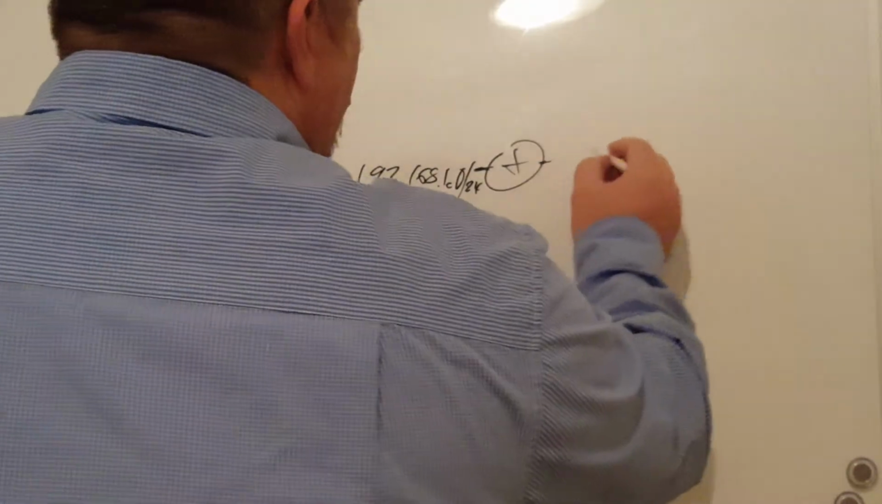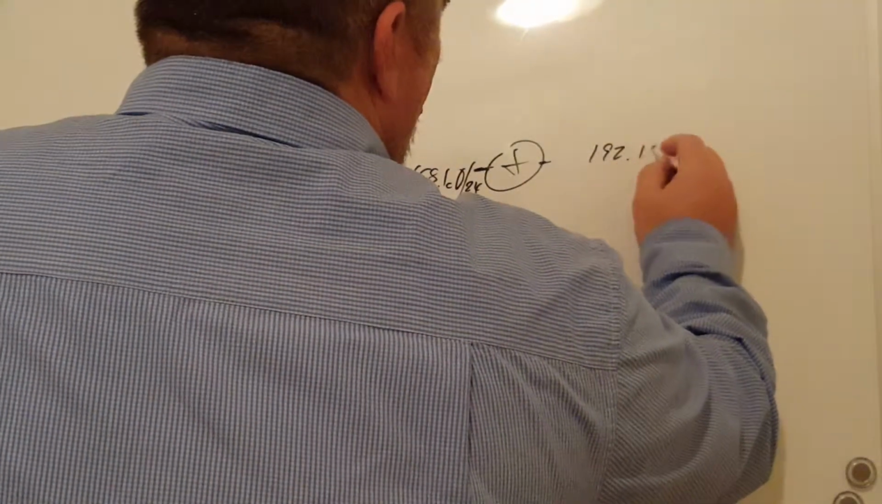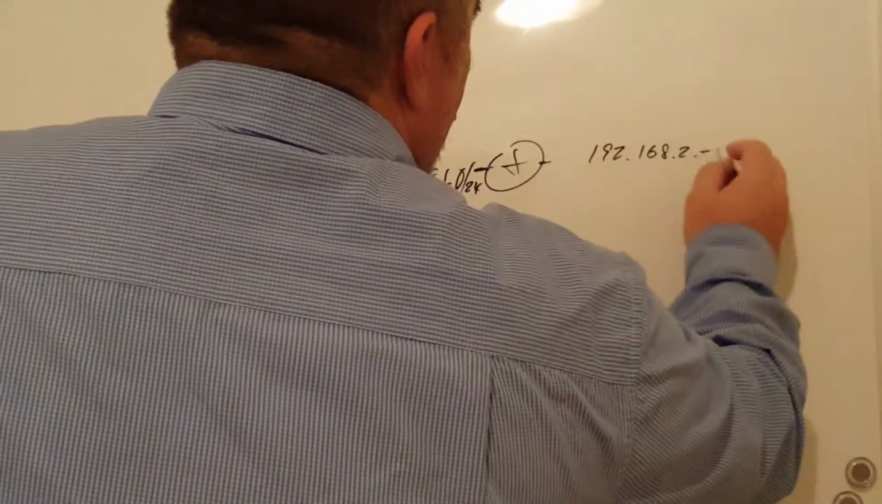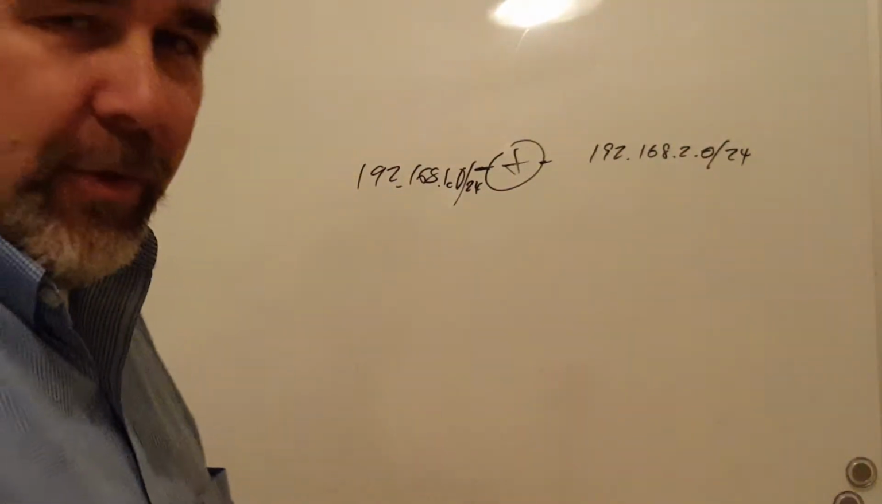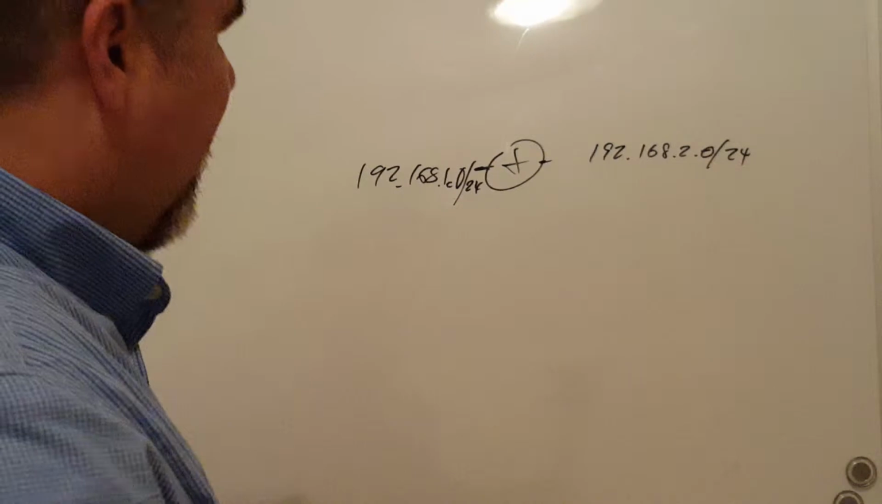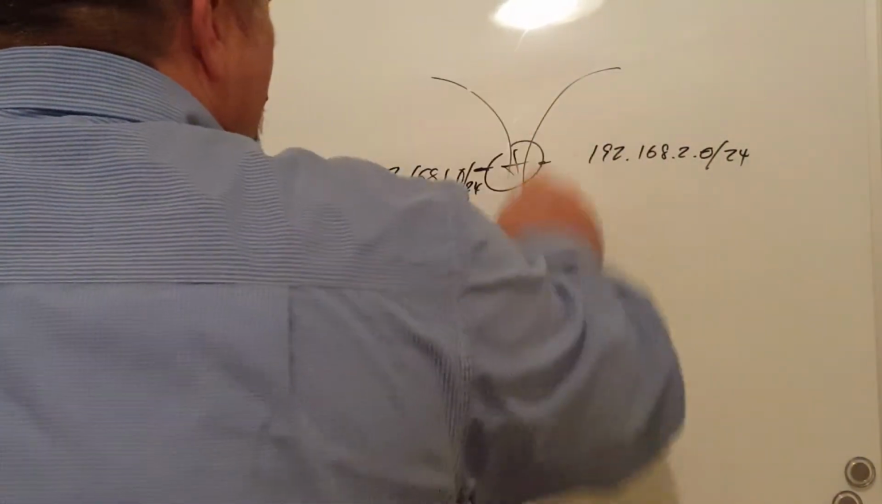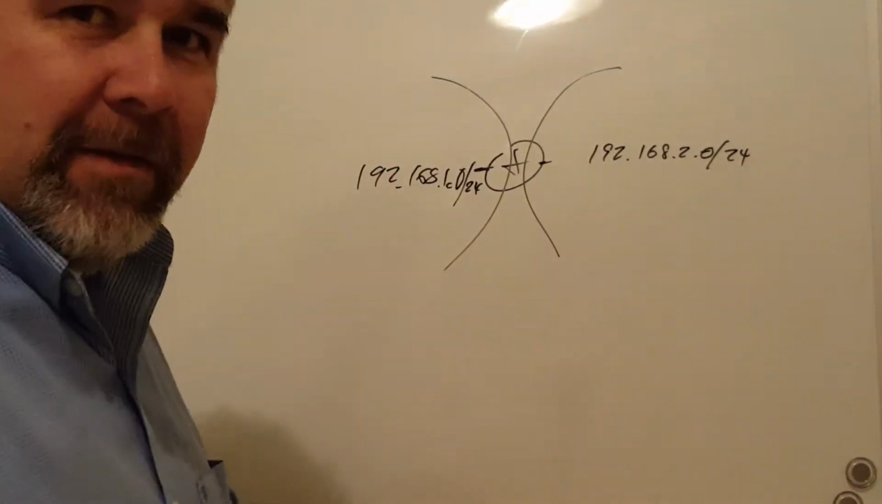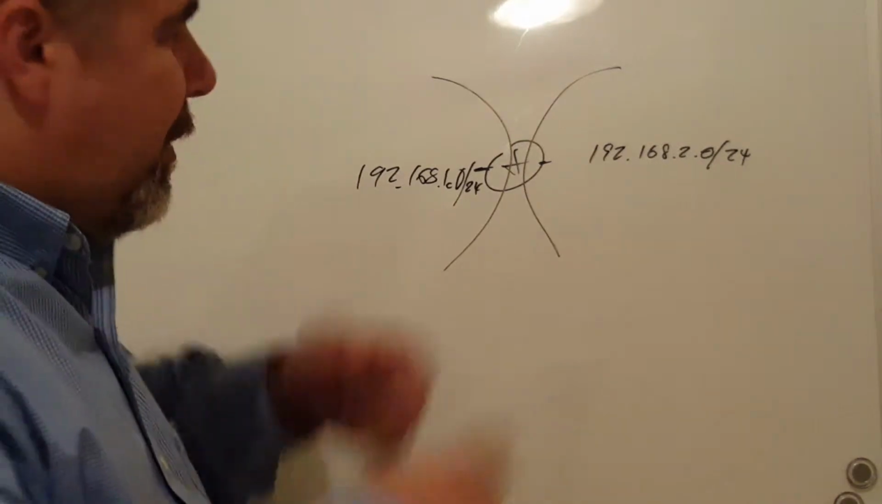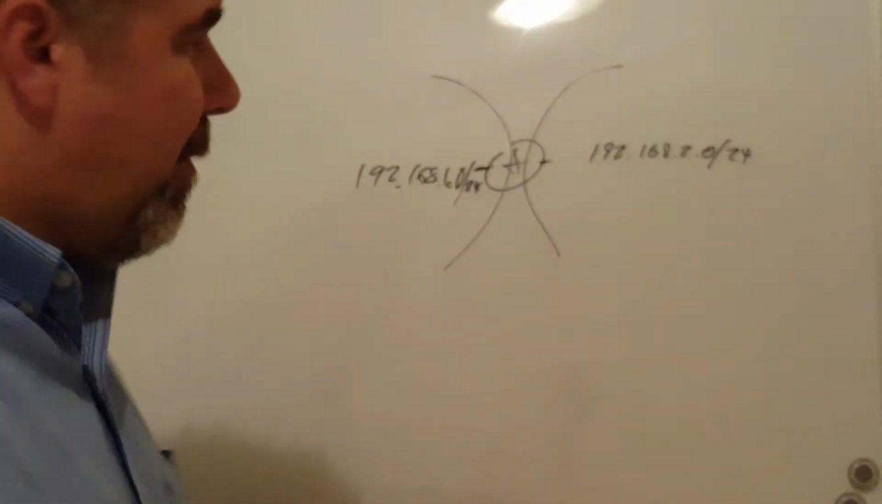And I've got a 192.168.2.0 subnet on the other Ethernet port. These are different networks. These each make up a broadcast domain. The router will route between these two separate broadcast domains.